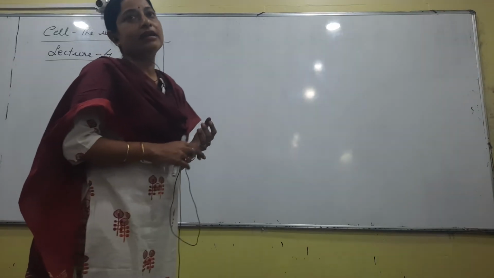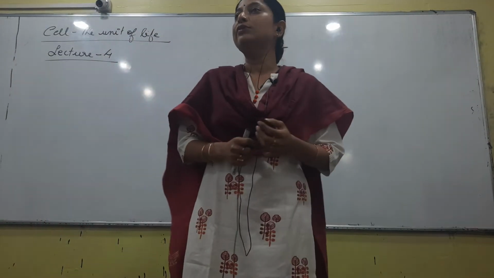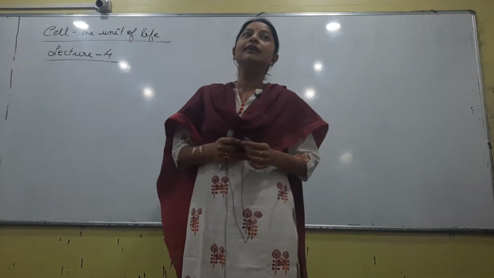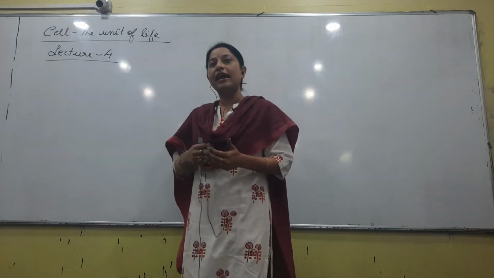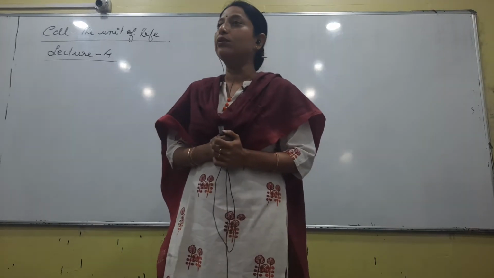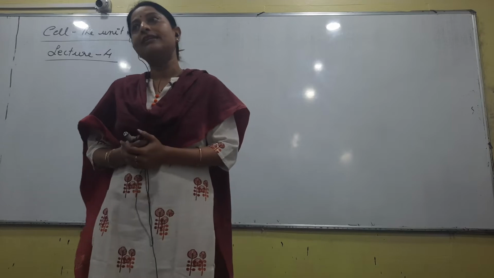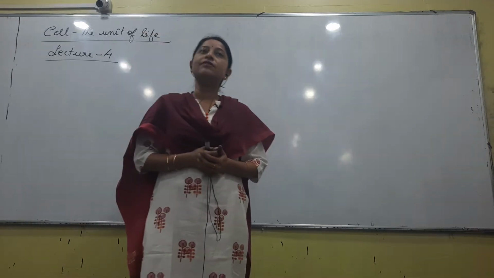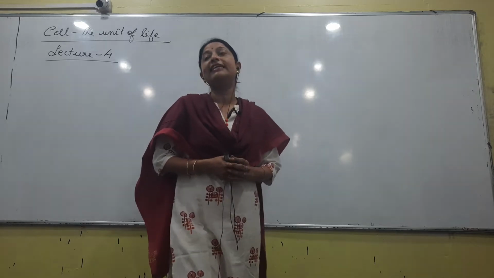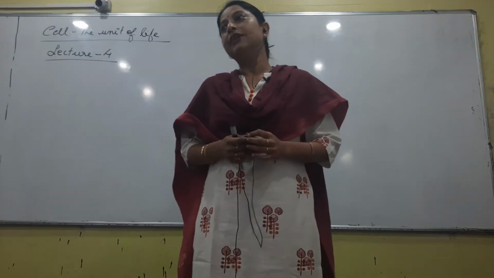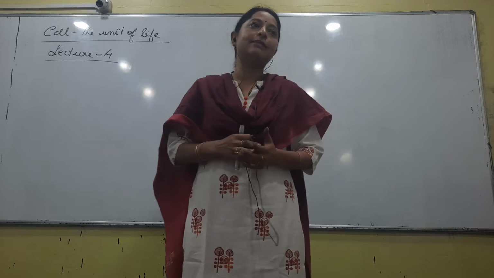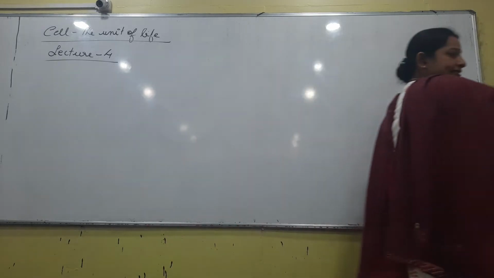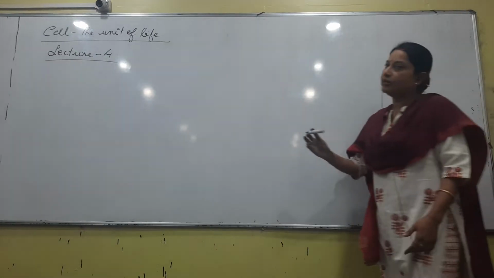The three are the sandwich model, the unit membrane model, and the fluid mosaic model. As we have already discussed, it is only the fluid mosaic model that best explains the structure of the plasma membrane, because the rest of the models we discuss have criticisms and drawbacks, so they are not accepted. So, today's heading is structure of the plasma membrane, continuation.